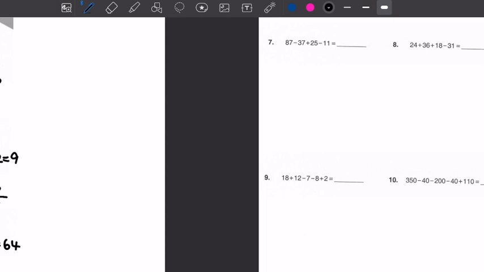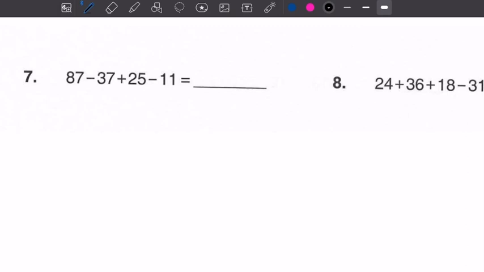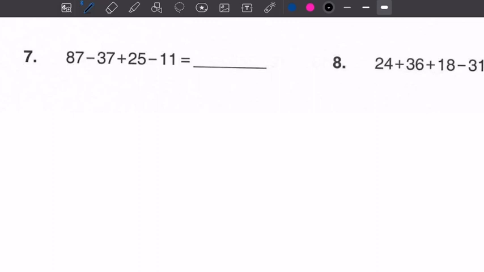Now we have a few more practice problems left. Again, if you want to solve these practice problems on your own, feel free to pause the video at any time and then resume the video to check your answers. For question number 7, we have 87 minus 37 plus 25 minus 11. Now, the numbers are bigger, and we have 4 numbers. But the same rule still applies. We start from the left and go to the right.